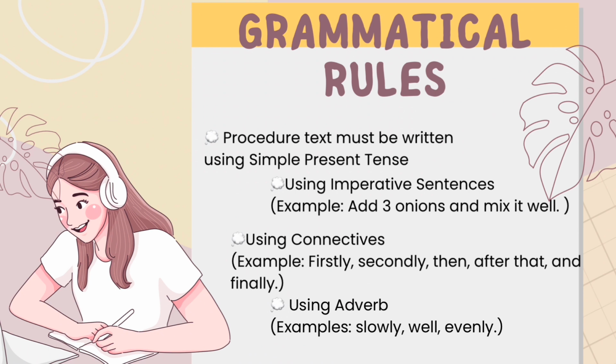The second is using imperative sentences. What are imperative sentences in procedure text? Imperative sentences are always preceded by verb 1 of an action verb or a verb that involves physical activity. So, we don't need to use a subject at the beginning of the sentence. For example, add 3 onions and mix it well. This sentence begins with verb 1, add. There's no subject at the beginning of the sentence.